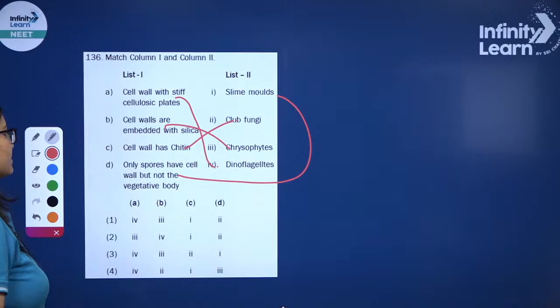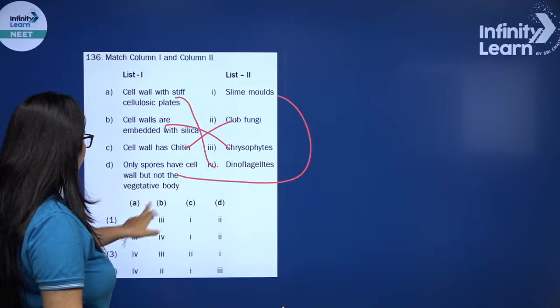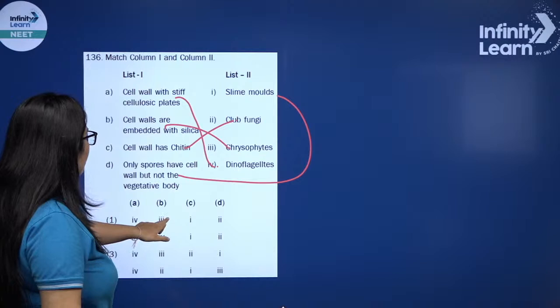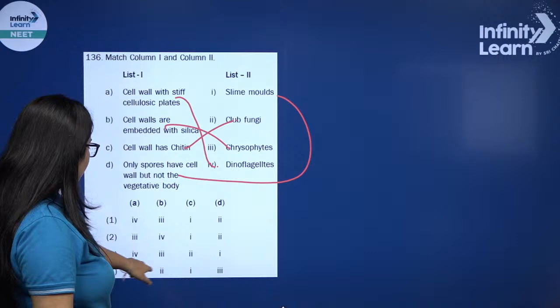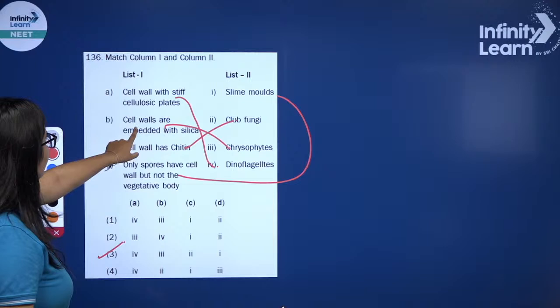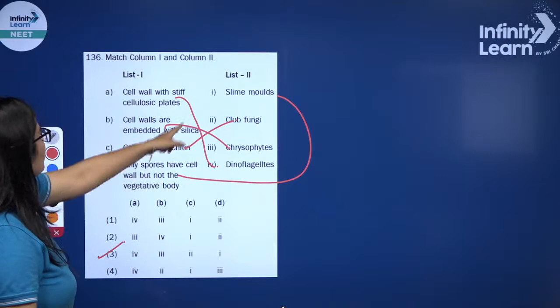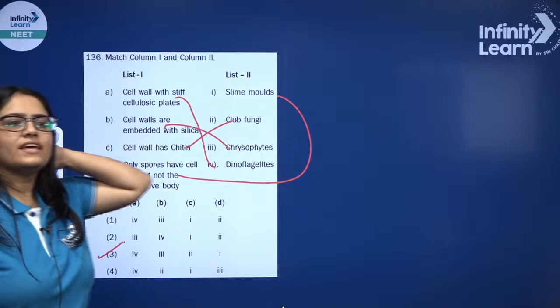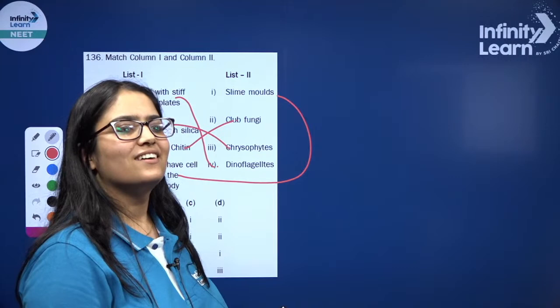So stiff cellulosic plates, A goes with 4. B goes with 3, cell wall embedded with silica, and C goes with 2, and D goes with 1. So let me check it once for you kids. A goes with 4, B goes with 3, C goes with 2 and D actually goes with 1. Correct, guys? Yes, excellent.